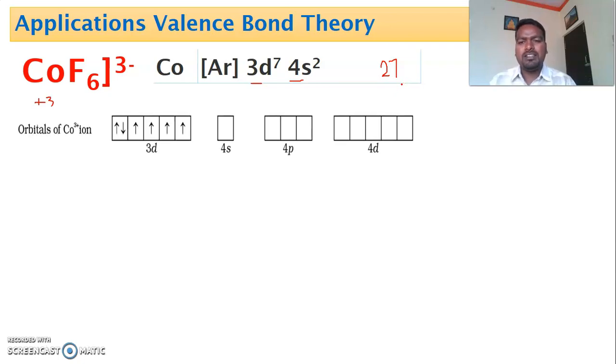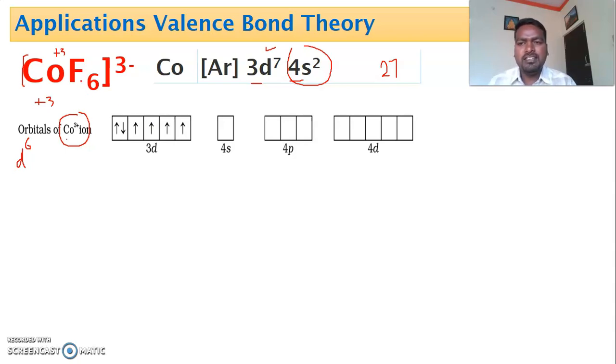And this is the electronic configuration of cobalt after losing 3 electrons. Before, there are 7 electrons in the d orbital and 2 electrons in the s orbital. It is going to lose 2 from s and 1 from d. Finally it is left with 6 electrons in the d orbital. So this is a d6 system. This is the electronic configuration of cobalt when it is in the +3 state. Here the oxidation state of cobalt is +3.